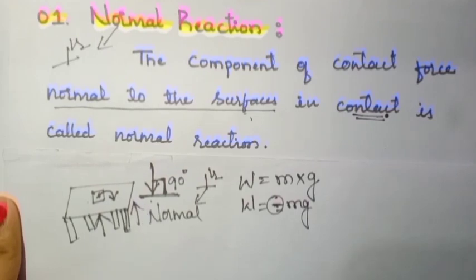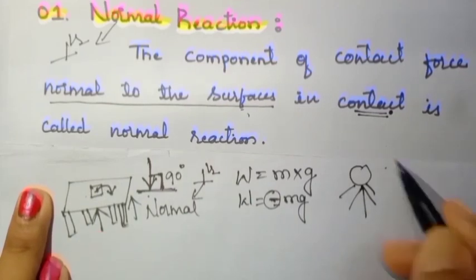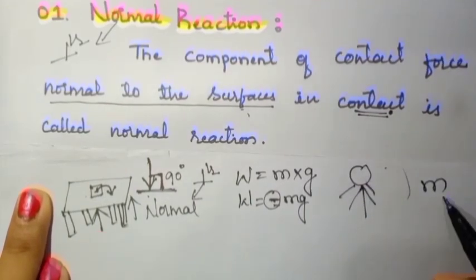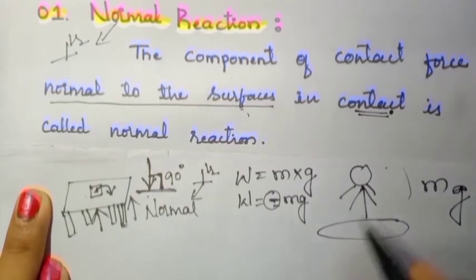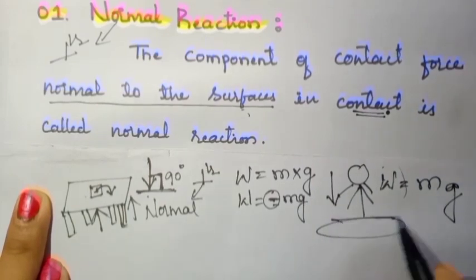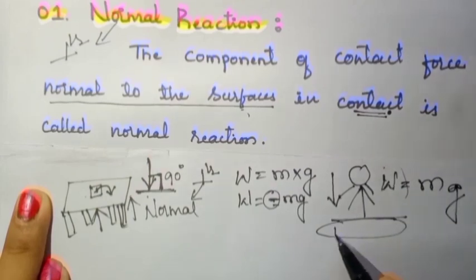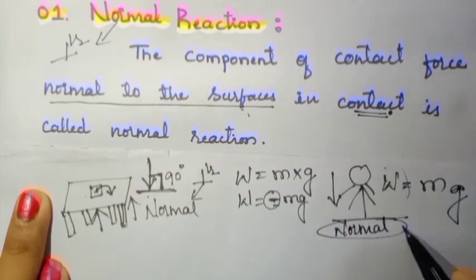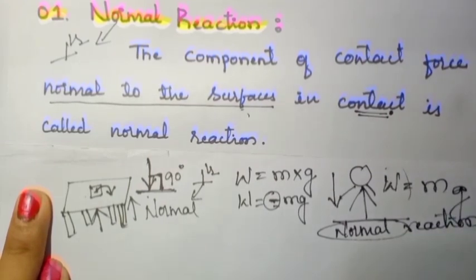Is it clear? Similarly, if you are standing on the ground, then what is there? You are having a certain mass, this body is having a certain mass, and also this earth is having a certain gravity g. So what is your weight? Weight is equal to mg, and you are putting the force on the ground perpendicular to the surface, and hence what kind of force are you possessing? You are possessing normal reaction when you are standing on the ground. Is it clear? I hope you have understood the normal reaction.